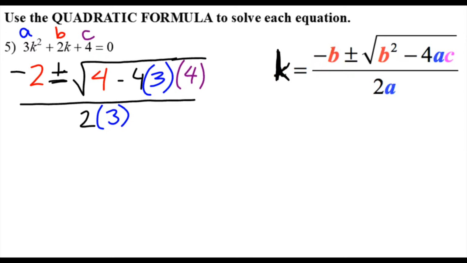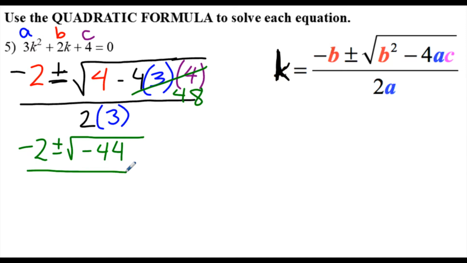All right, so first step, we just plug that in and we see what happens. So I'm going to clean this up, and you can use a calculator if you like. 4 times 3 times 4 right here. It's going to be 4 times 3 is 12 times 4 is 48. And so if I clean this up, I'll have negative 2 plus or minus the square root of 4 minus 48, which is negative 44, all over 6.